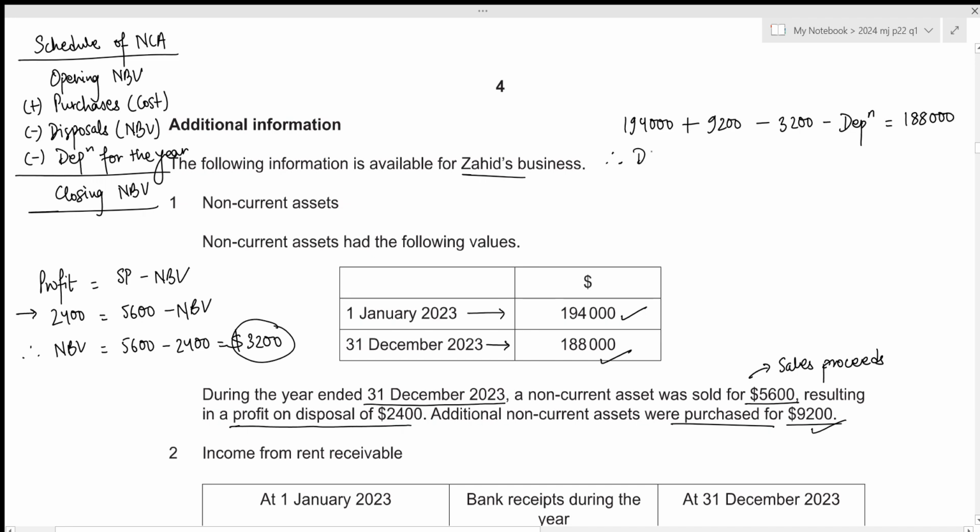So in this case, the depreciation charge for the year will be equal to 194,000 plus 9,200 minus 3,200 minus 188,000. And this results in the value of 12,000. So this is the depreciation charge for the year.